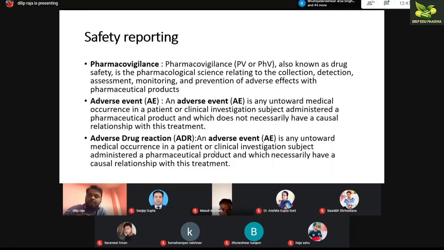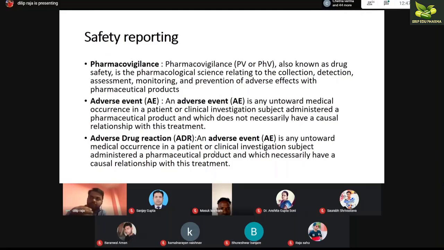Whenever we speak about pharmacovigilance, we have to speak about two terms called adverse event and adverse drug reaction. An adverse event is any untoward medical condition or occurrence in a patient or clinical investigation subject administered a pharmaceutical product.